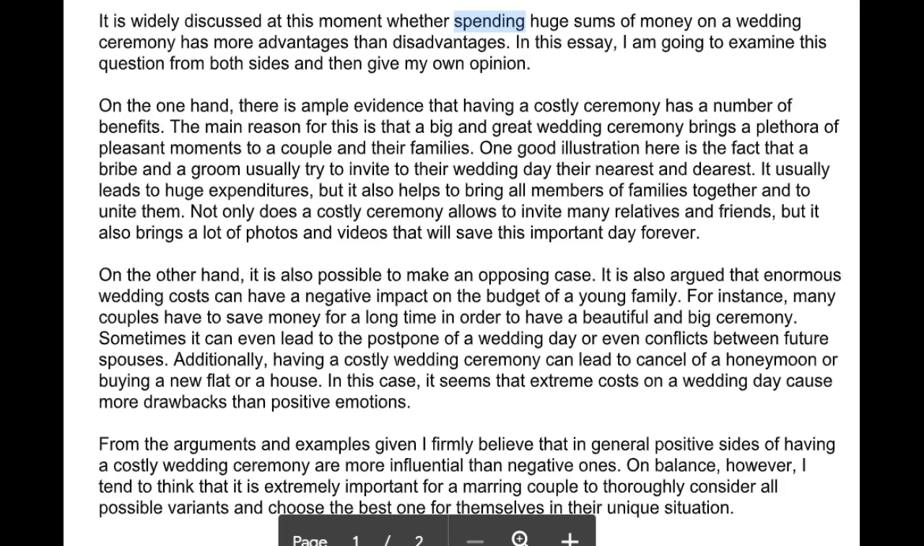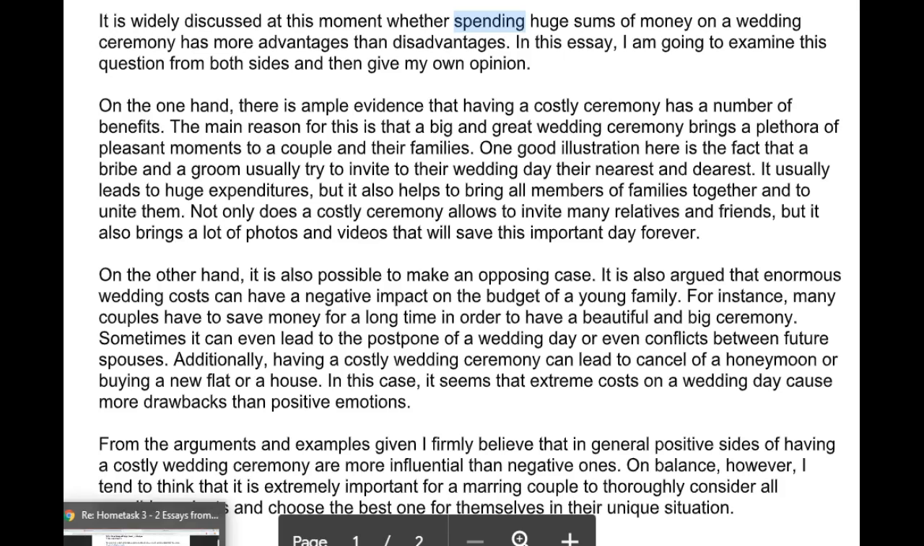Or, so let's be consistent here if you're going to go one way or the other. So having a costly wedding ceremony can lead to the cancelling of a honeymoon or the buying of a new flat or a house. That would work fine. In this case, it seems that extreme costs on a wedding day cause more drawbacks than positive emotions. Because you've used the word drawbacks, I would say than positive outcomes. It just fits better in that sentence.